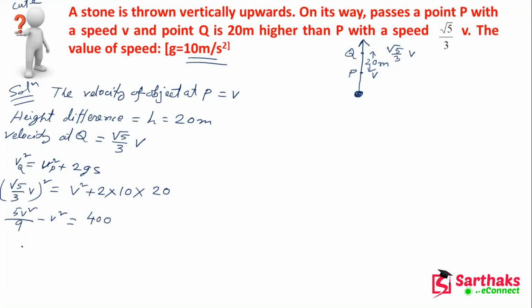So how much will be the value? That will be v equals 30 meter per second. If you work it out from this equation, you will get 30 meter per second. It is going upward, so some minus sign may come, but no need to worry. So v equals 30 meter per second.